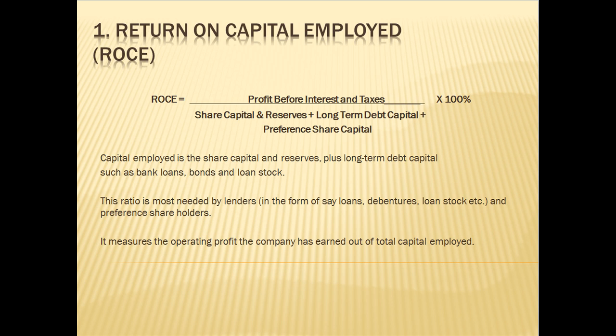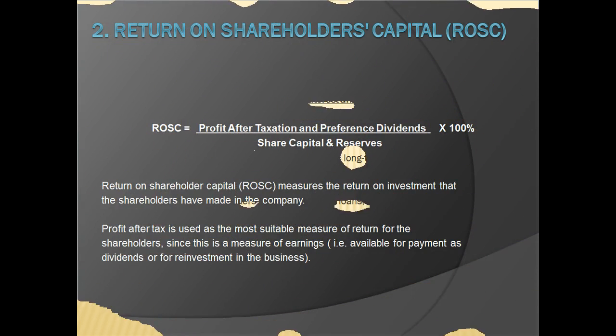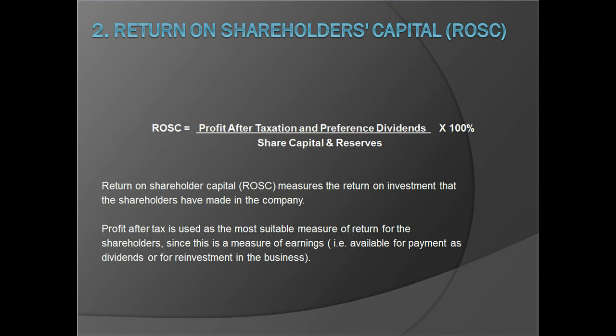Now let's discuss the second ratio, return on shareholders' capital, also known as ROSC. Return on shareholder capital measures the return on investment that the shareholders of the company have made. Now these are the ordinary shareholders. Its formula is profit after taxation and preference dividends over share capital and reserves. This is also expressed as a percentage, so you multiply it by 100.